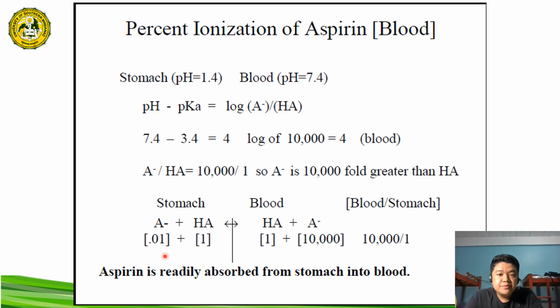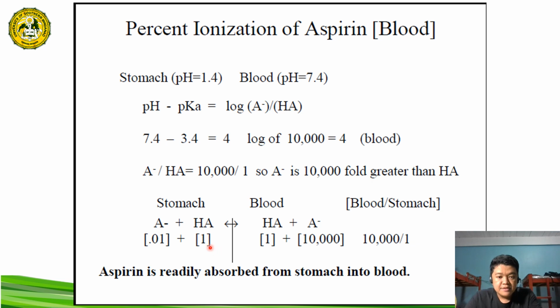Again, the difference between our stomach pH, which is 1.4, and our pKa is equal to 2. So 3.4 minus 1.4 would be 2. The pH is 1.4 here, then our pKa is 3.4. That will be equal to -2. Since it is negative, we are going to divide our number here, so this will become 0.01, and our unionized form will be equal to 1 here.